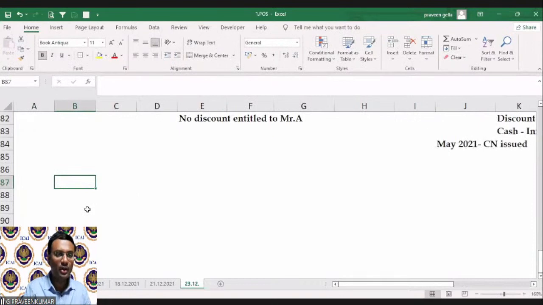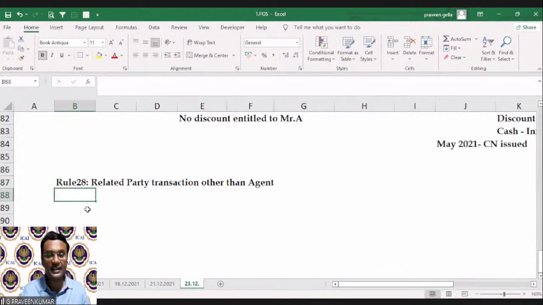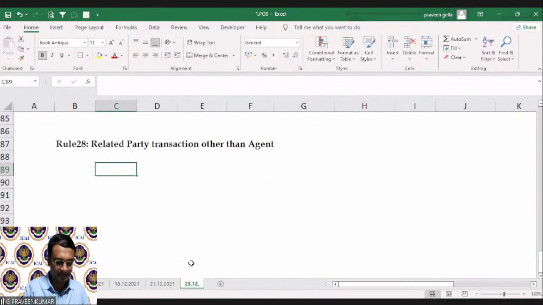I'm talking about rule 28, where there is a related party transaction other than agent. Principal agent, also a related party transaction where there is a control. So rule 28, other than agent, they have brought in picture. Let's understand this example this way.